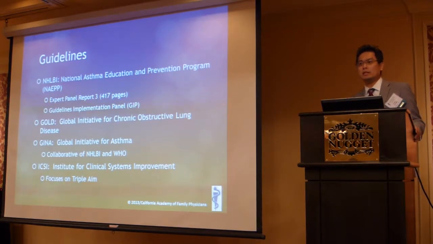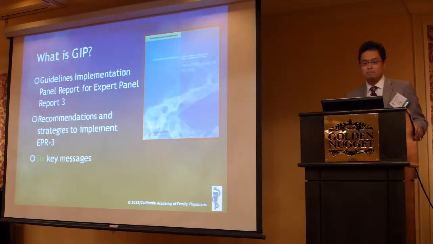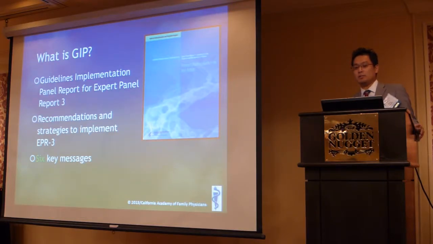So there's lots of really good guidelines, and we're going to just talk about one of them. There's a lot of evidence around how to take care of patients with asthma. So what is the GIP? It's the Guidelines Implementation Panel Report for the EPR3, which we talked about, and it's about strategies and recommendations of how to implement this big report.